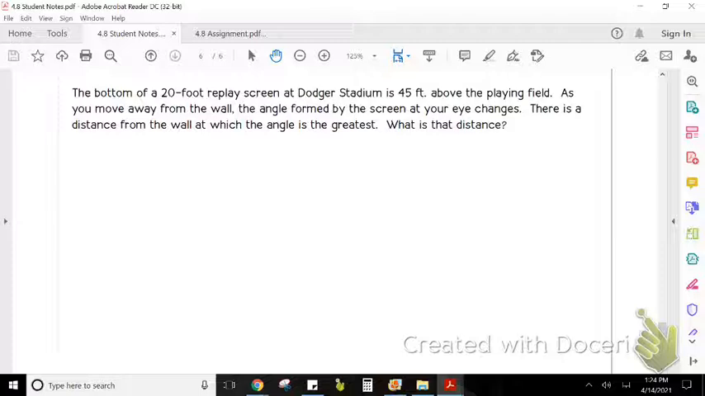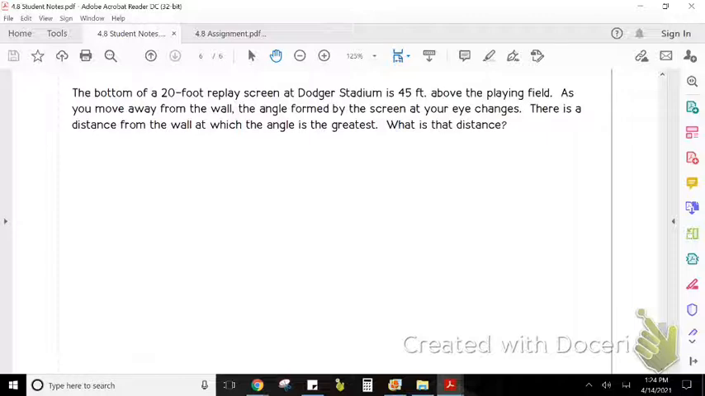All right, so the last thing, example 8, calculating a viewing angle. It says the bottom of a 20-foot replay screen at Dodger Stadium is 45 feet above the playing field. As you move away from the wall, the angle formed by the screen at your eye changes. There is a distance from the wall at which the angle is the greatest. What is that distance?